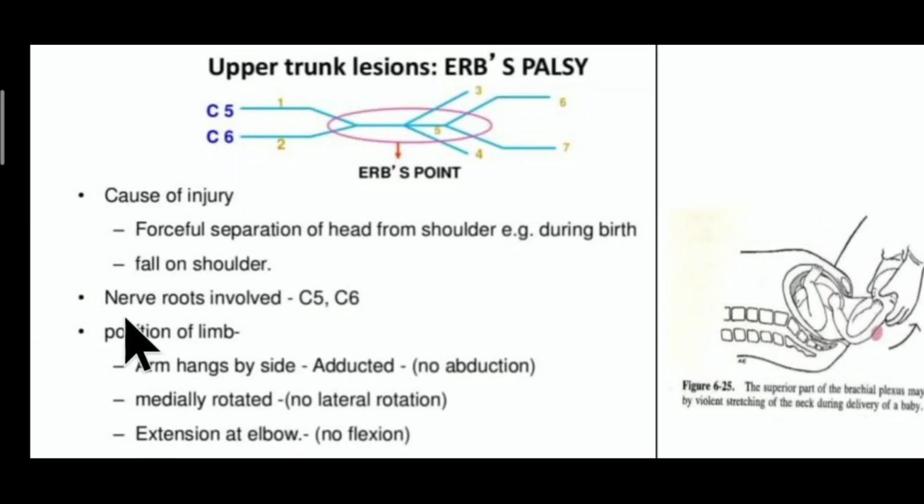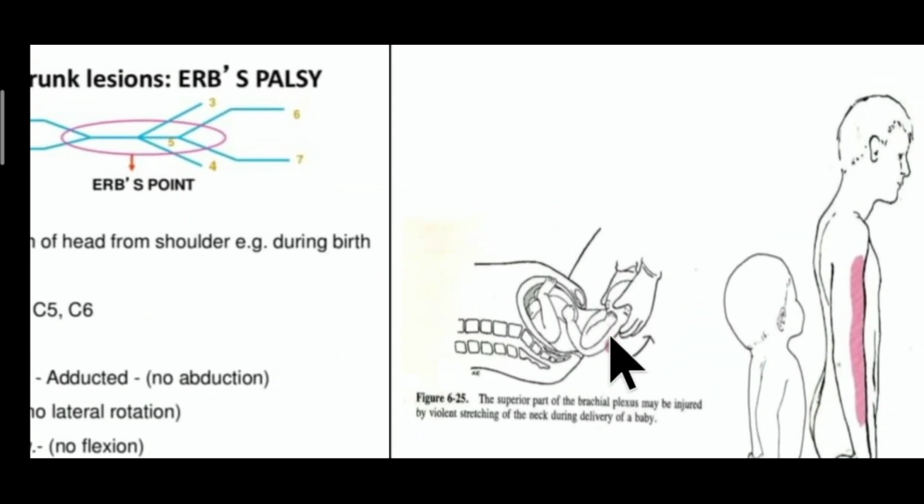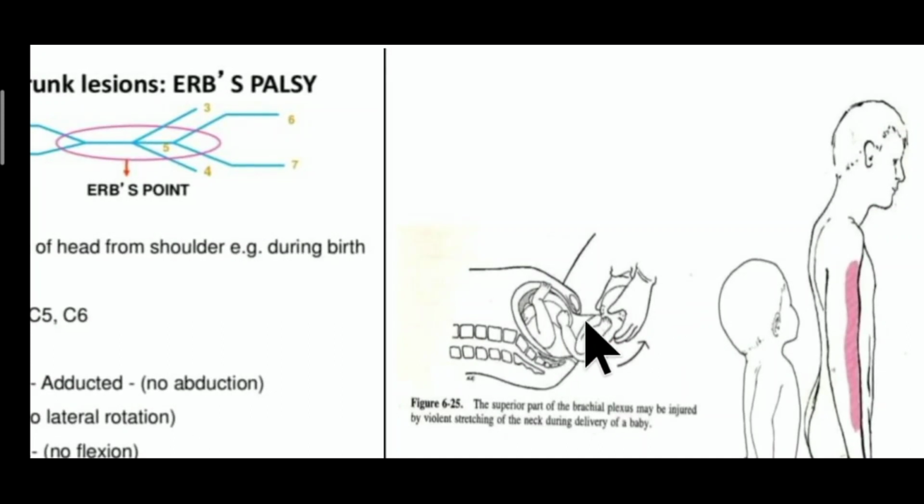This Erb's palsy mostly occurs due to forceful separation of the head from the shoulder during birth. So you can see in this pic where the doctor is, during delivery, removing the baby from the mother's womb. So any forceful action at this point can cause Erb's palsy.